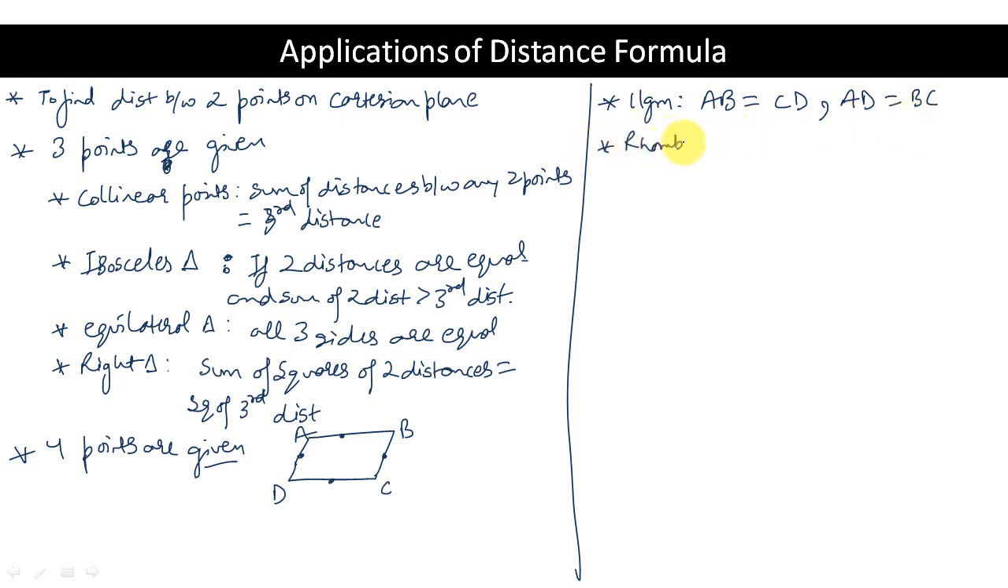Rhombus. For a quadrilateral to be a rhombus, all the four sides should be equal. AB should be equal to BC, equal to CD, equal to DA. Then it will be a rhombus.